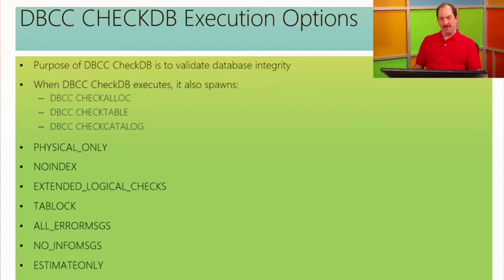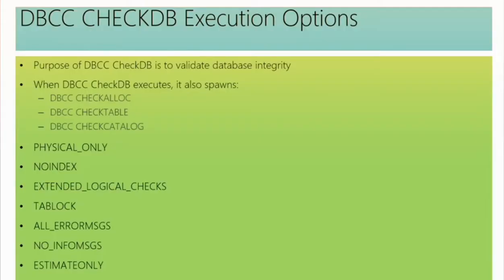If I have a large database whose integrity I'm attempting to check, there are some options I might want to consider, because it might take hours and hours to run. Notice some of the options that we have: PHYSICAL_ONLY, NOINDEX, ALL_ERRORMSGS, which is if I just want to see error messages and don't care about all the detailed reporting it can provide. And another one, ESTIMATEONLY, so just give me an estimate of what it would take.